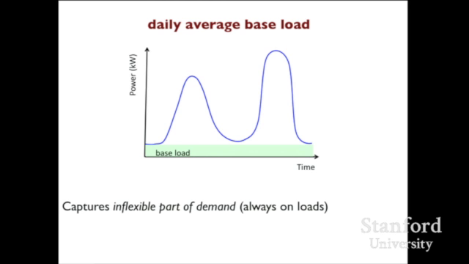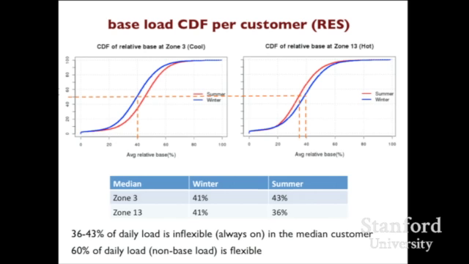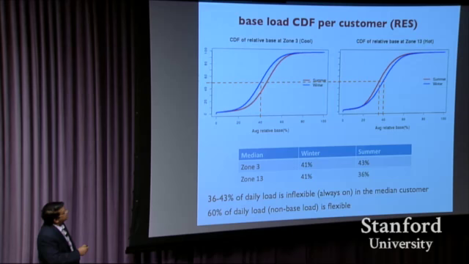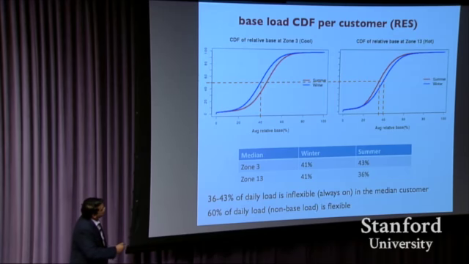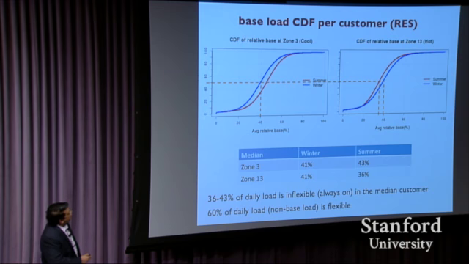Okay, this is what it looks like. Here I have the two different climate zones. This is a cool area, San Francisco. This is an inland area, let's say Santa Rosa. And you can see here, both in winter and summer, typical base loads are around 40%.